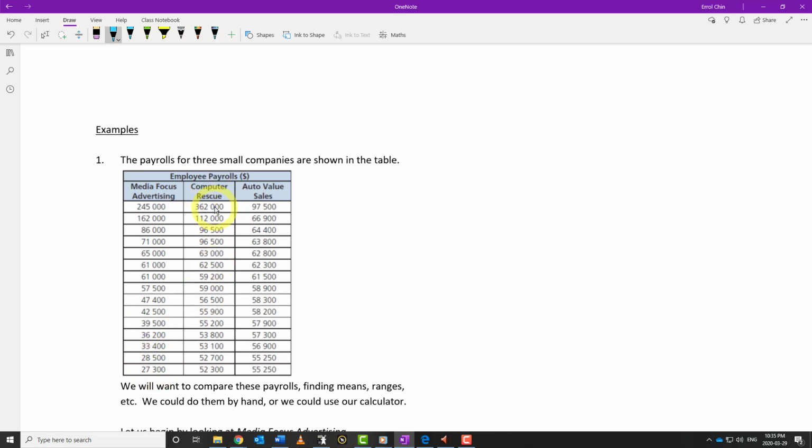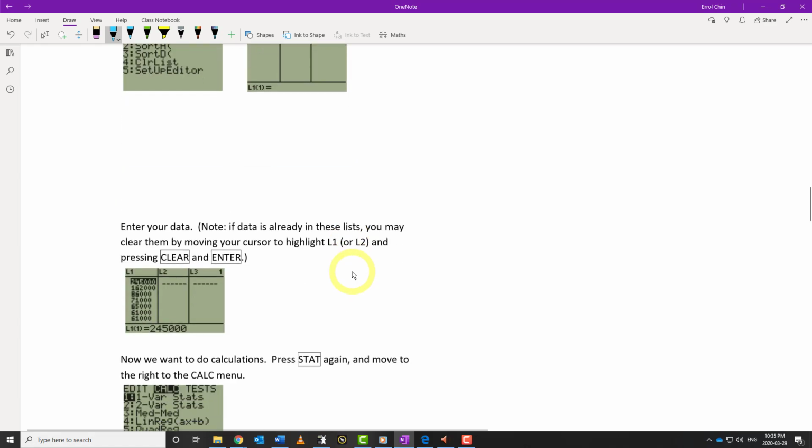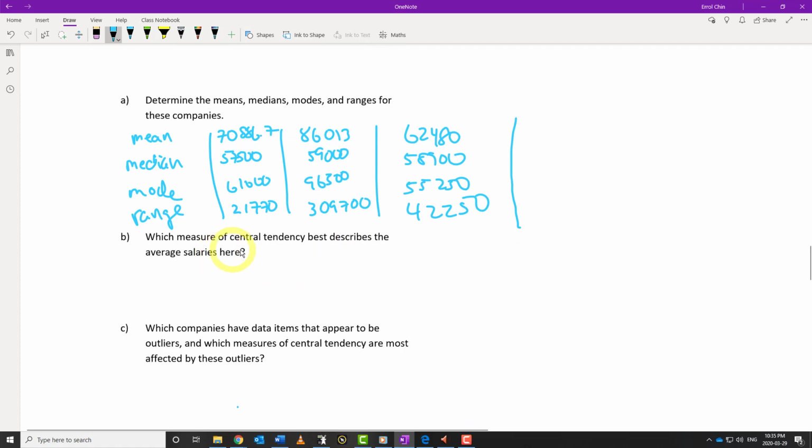The second company, you've got a couple of people on the very high end. It looks like, for company number 2, Computer Rescue, look at how everyone's around the 50, 60,000 range, or most of them are. And then auto sales, hey, there isn't somebody that's getting paid outrageously high. And again, a lot of these people are getting more or less the same. So when you take a look, it says here, which measure of central tendency best describes the average salary? So for the first company, is the average salary roughly 70,000? Is it roughly 57,000? Or is it roughly 61,000?